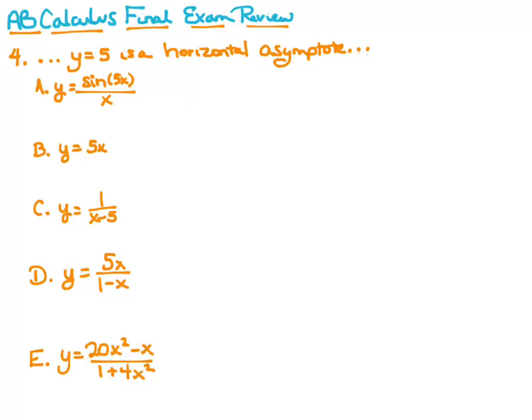In this video, we're going to look at a few select questions from your final exam review. And we're going to start with question number 4, which says the line y equals 5 is a horizontal asymptote to the graph of which of the following functions?